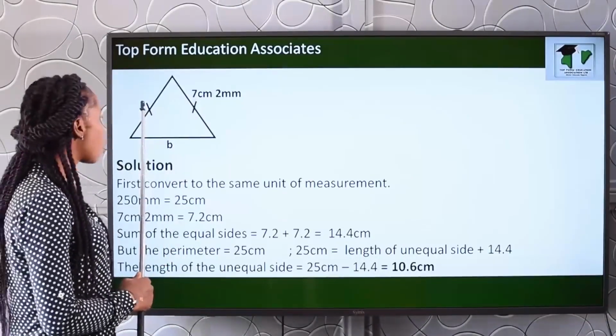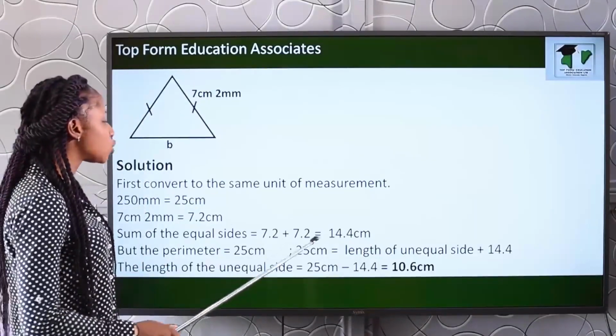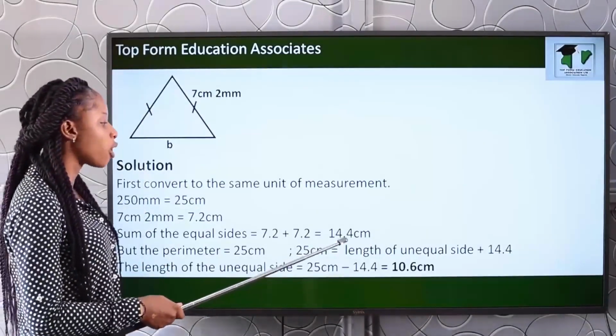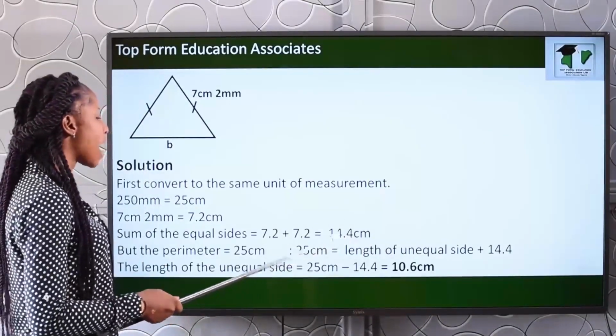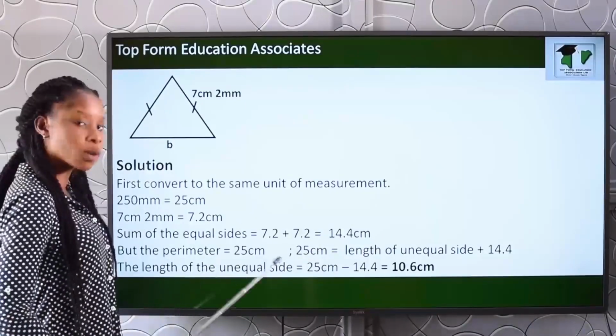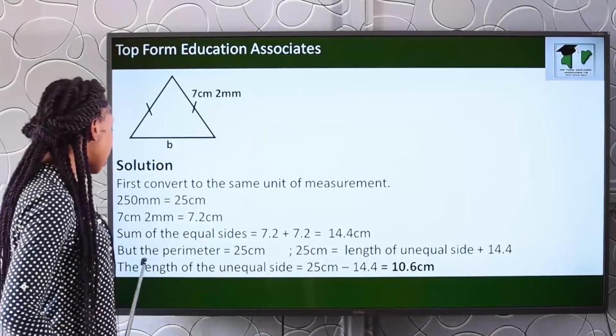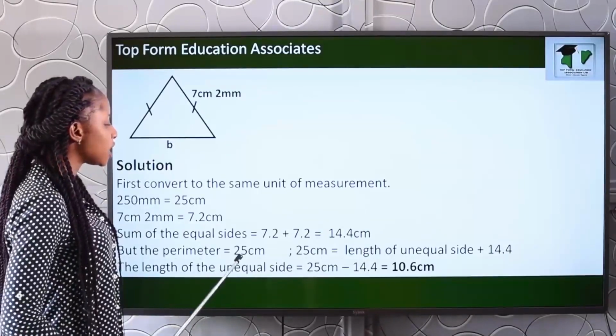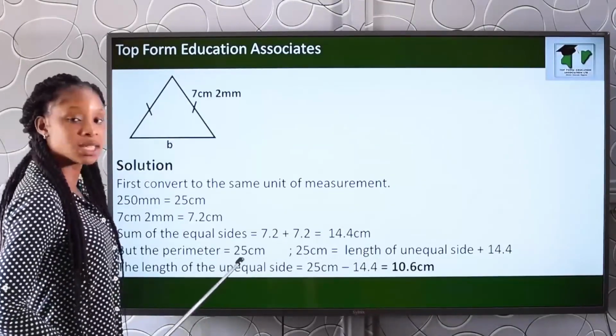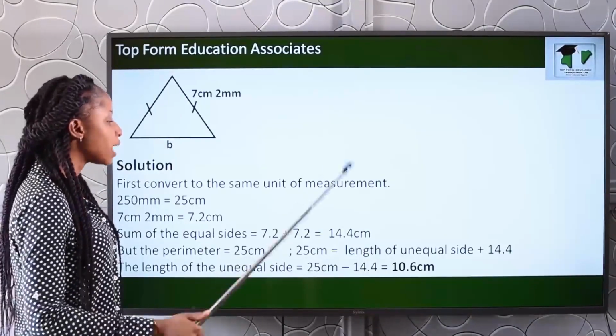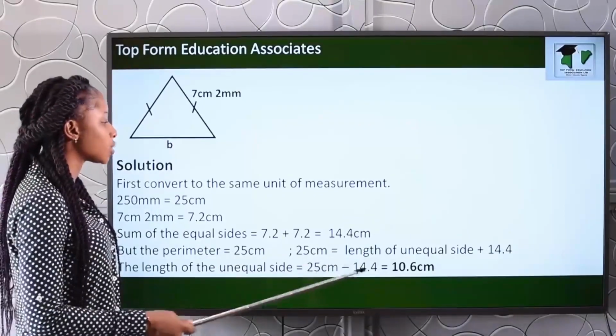Why? Because they are of equal length. Now you add it together and you have 14.4 centimeters. Therefore, we have the sum total of the length of the equal sides. But the perimeter has been given as 25 centimeters. Okay? And now we are asked to find the length of the unequal side.